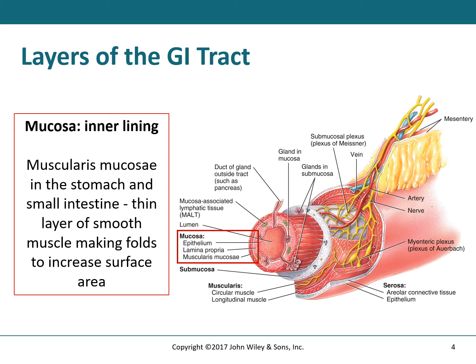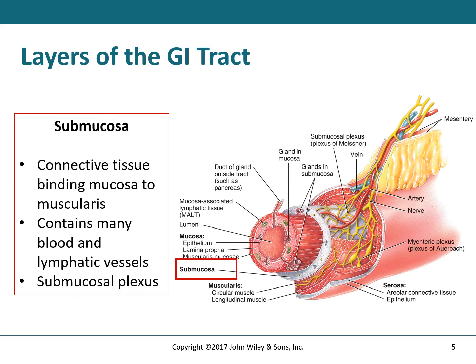And the mucosa is basically a thin layer of smooth muscle that actually makes folds in the stomach and small intestine, and the purpose of those folds is to increase surface area. Next, we have the submucosa, and the submucosa is made up of connective tissue, and this binds the mucosa to the muscularis. And it's full of different blood vessels, and it actually has a plexus of nerves, which is basically just an interconnection of nerve fibers. This plexus is called the submucosal plexus.